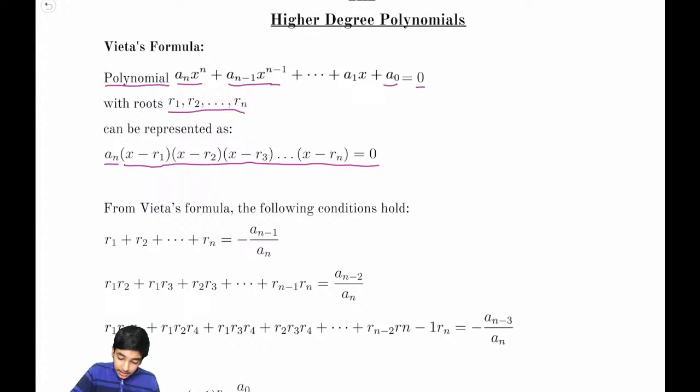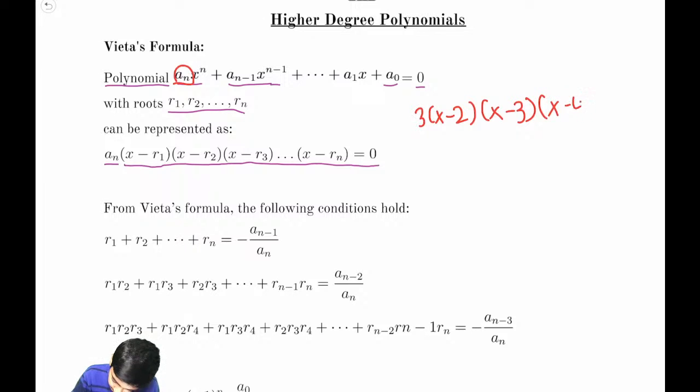This is a bit confusing. Basically, any polynomial can be expressed in the form a_n, the first coefficient here, times x minus each of the roots. That's just a way of expressing polynomials in general. So for example, you can have a polynomial 3 times (x minus 2) times (x minus 3) times (x minus 4) equals 0. And this will have roots of 2, 3, and 4.